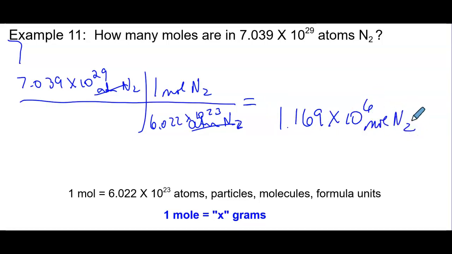Let me check that again. Again, 7.039 EE 29th. Divide by, because it's underneath, 6.022 times 10 to the 23rd. And I get 1.169 with rounding of sig figs times 10 to the 6th moles of N2.